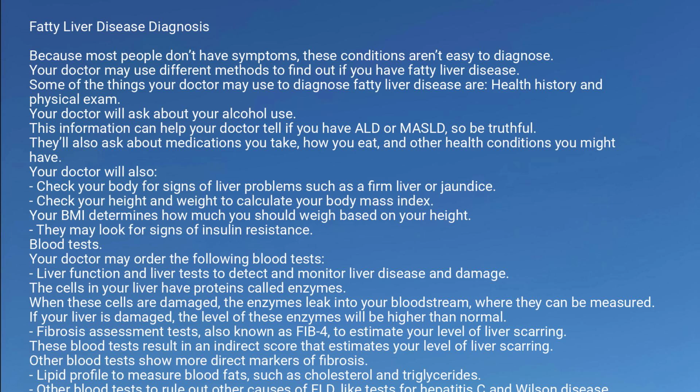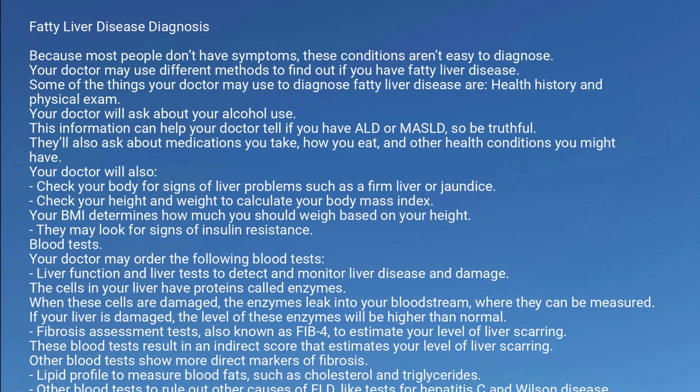Check your height and weight to calculate your body mass index. Your BMI determines how much you should weigh based on your height. They may look for signs of insulin resistance. Blood tests. Your doctor may order the following blood tests: liver function and liver tests to detect and monitor liver disease and damage. The cells in your liver have proteins called enzymes. When these cells are damaged, the enzymes leak into your bloodstream, where they can be measured. If your liver is damaged, the level of these enzymes will be higher than normal.